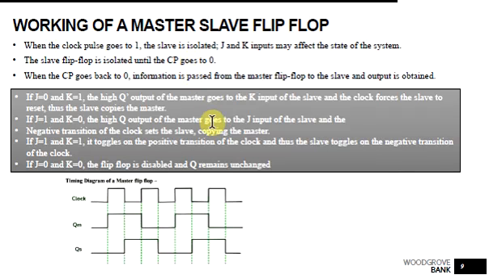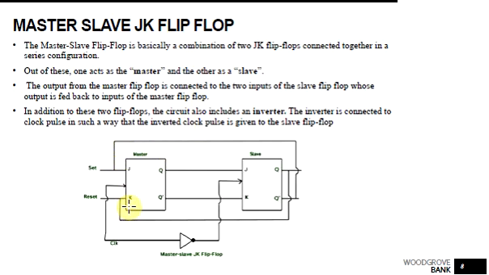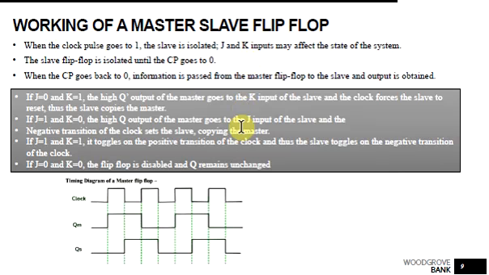And if J is equal to 1 and K is equal to 0, Q will be high. That corresponds to the set condition. That will pass to J and K during the next negative pulse, 1 here and 0 here, so that corresponds to the set condition, and Q will be high.